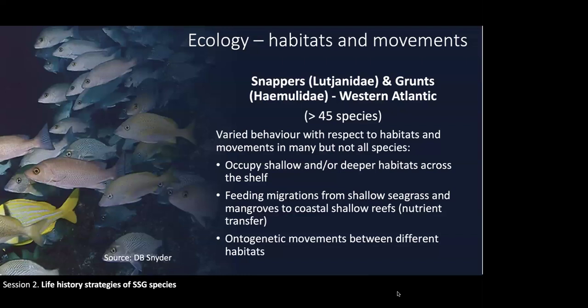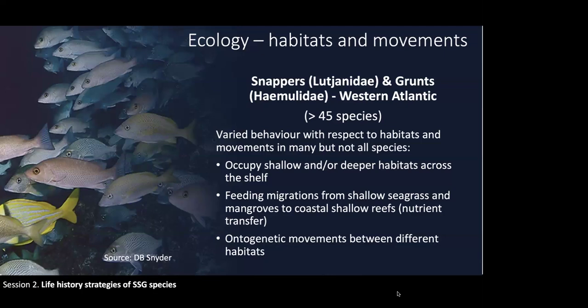Turning to the ecology, particularly the use of habitats and movements, we've used an example here from snappers and grunts in the Western Atlantic. There are over 45 species of these 2 families there, and they exhibit varied behaviour with respect to their habitats and movements, which is seen in many species, but not all. They can occupy shallow and/or deeper habitats across the shelf.